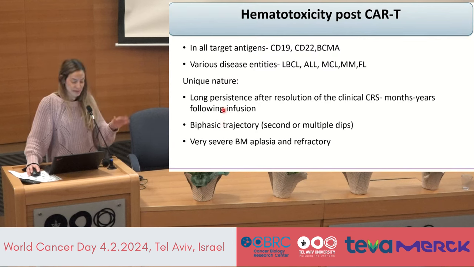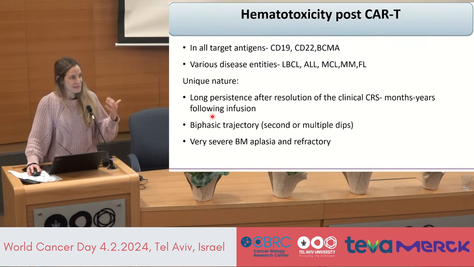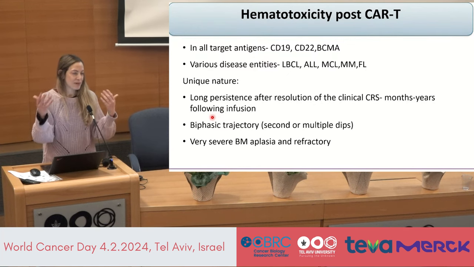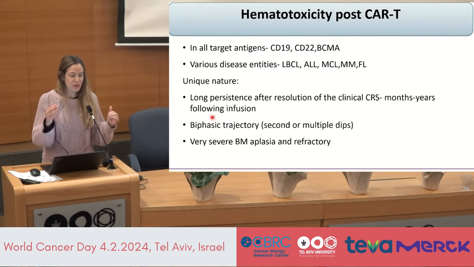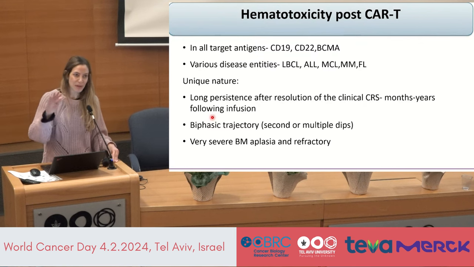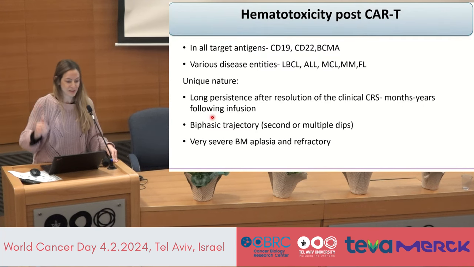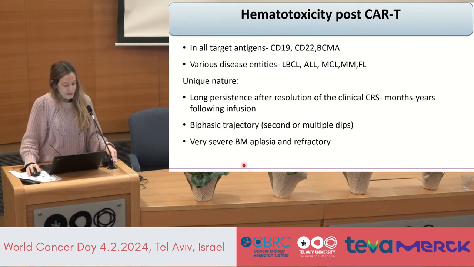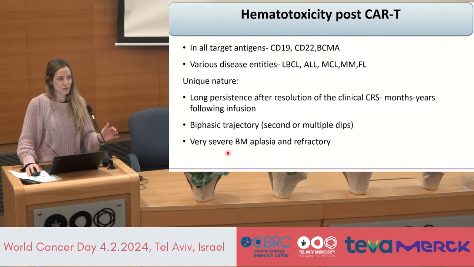It could be very long persistent. It's not in all the patients. And it also has a biphasic nature. I already said that when we give the infusion, the white blood cells and the platelets go down, but then they go up and then they go back down again when the patient is already discharged, and they can go up and down throughout a year after CAR T cells. It's also very severe. The aplasia is very severe and they do not respond to the treatment we give them.